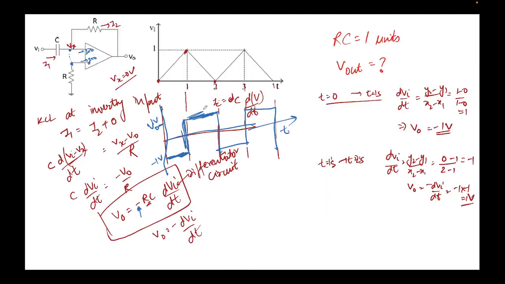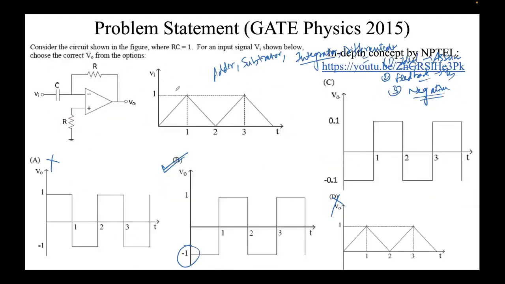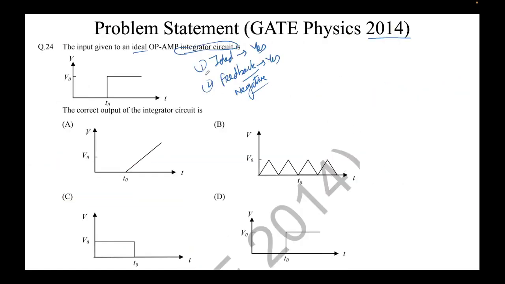Just like this question, we were given the input and we were required to find the output between these four options. Here again, we are given the input and we are required to find the output. Right, let's go into the question now.